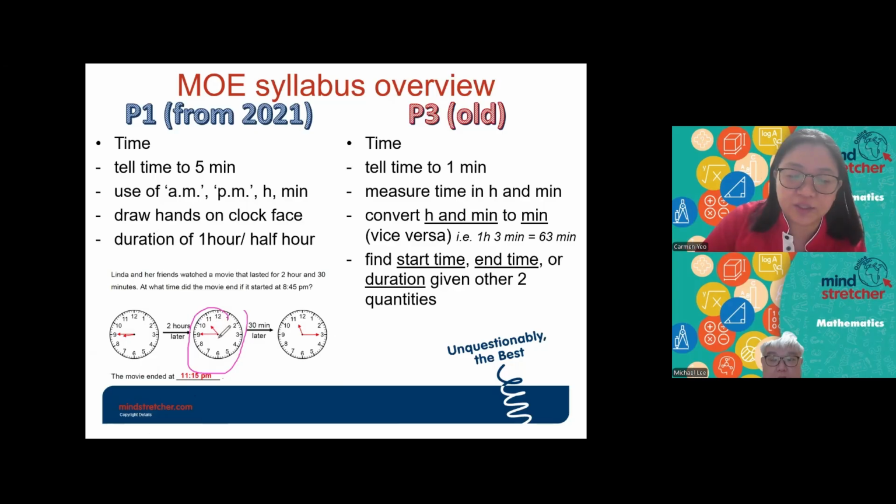It should be closer to 11 because it's 15 minutes to 11. So the shorter hand should be closer to 11. So this is what the teachers will check for when they mark the work. Okay, make sure that the short hand is pointing accurately.